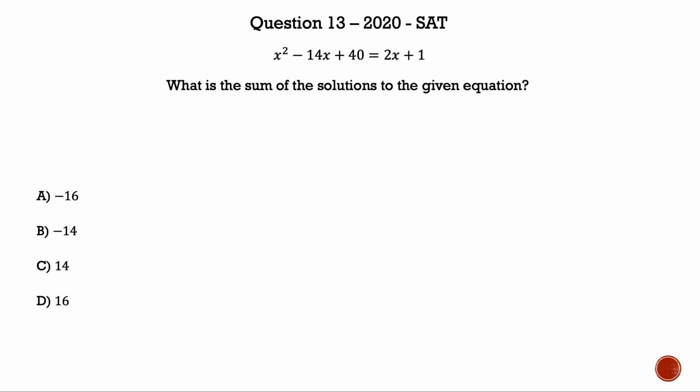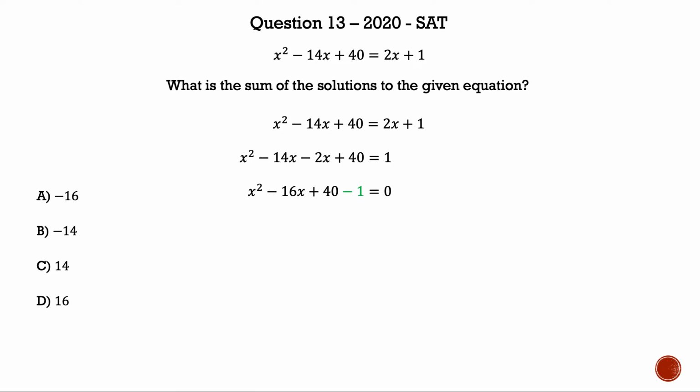Now, let's write down the equation so we can show our work. Since we want solutions, we want one side to be 0. So let's start off with subtracting 2x on both sides. So now we have x squared minus 14x minus 2x plus 40 is equal to 1. Let's continue by subtracting 1 on both sides.